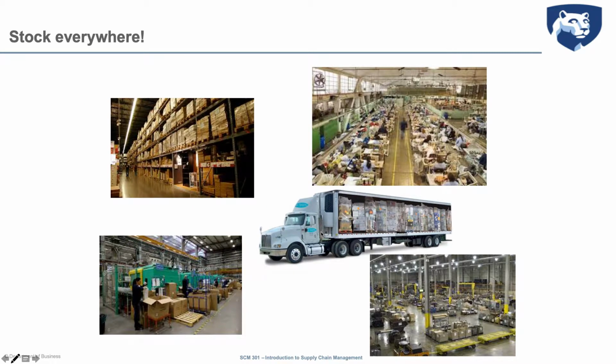You can find inventory everywhere in a supply chain. You have inventory in warehouses, so material stock waiting to be transported to the next stage. You have inventory in transit, on trucks, on sea transportation, on railroad transportation. So inventory in movement: goods, services, and materials which are being transported to the next stage.